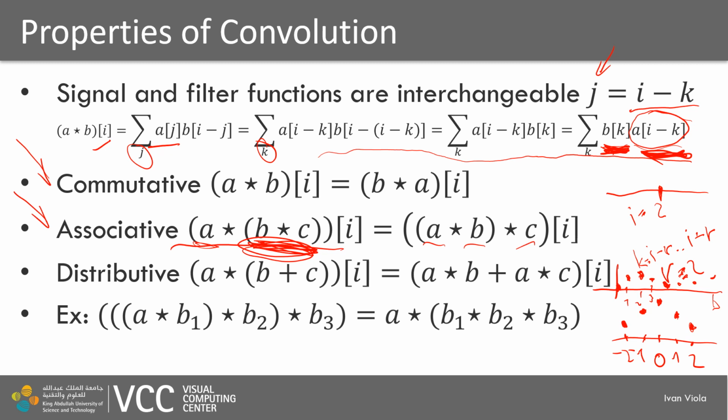The next law is the distributive law for convolution under addition or subtraction, where we can first perform a convolution and then sum up the convolved results, or first perform a sum of two signals and then convolve it. We can see here an example of the associativity in this case, where we have three filter kernels, B1, B2, and B3, and we have one signal here.